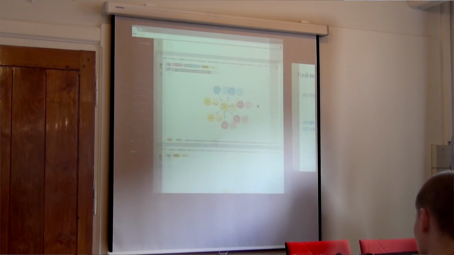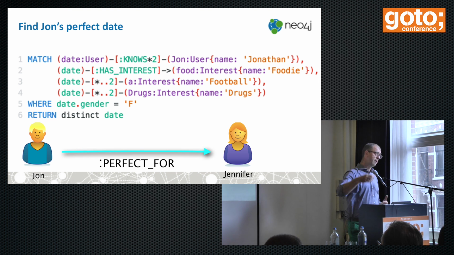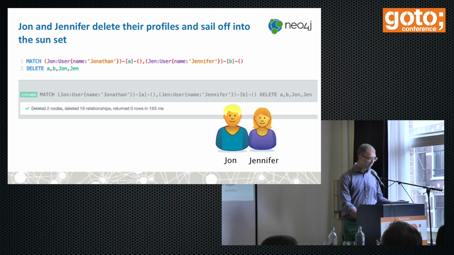So that's really how people deal with these complex patterns in the dating industry. They look at these different perspectives, look deep into the network, not just 1 or 2 hops, but 3 or 4 hops even, to find people that would be useful to recommend. And that's the perfect date. They have a date and they sail off into the sunset.